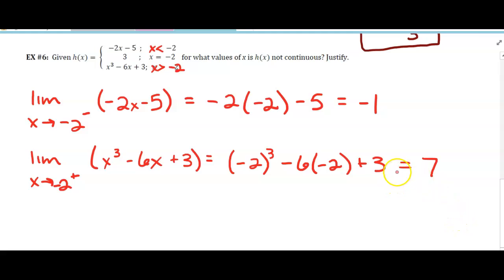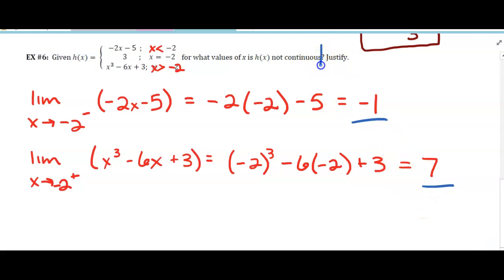And so immediately, in order for this to be continuous at x equals -2, my one-sided limits have to be equal to each other. In this case, we have a -1, we have a 7. They are not equal to each other, which means the two-sided limit doesn't exist. Already, that first piece of the definition of continuity does not hold true at x equals -2. And so we're going to stop there.